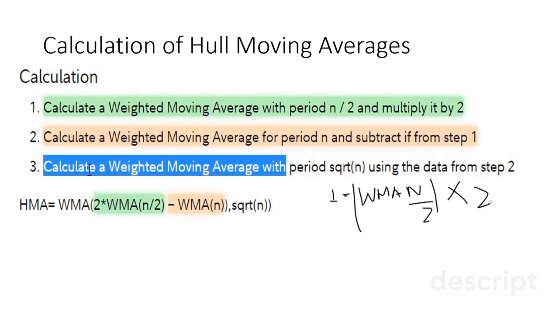Second step, you will simply take the weighted moving average of the same period. In our case, this was the period. For example, n is the period, so it will take the same n period.